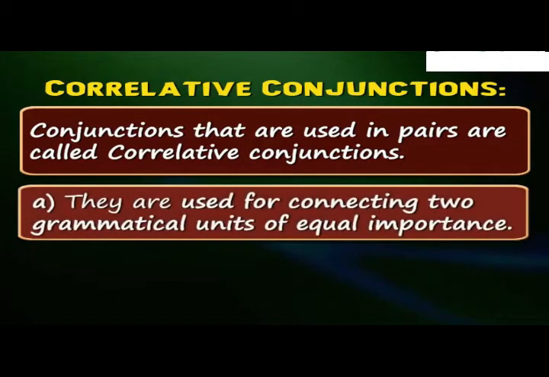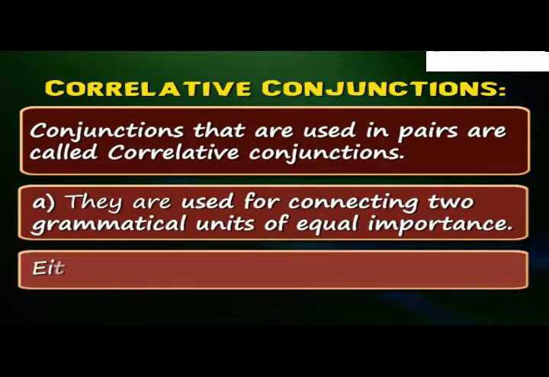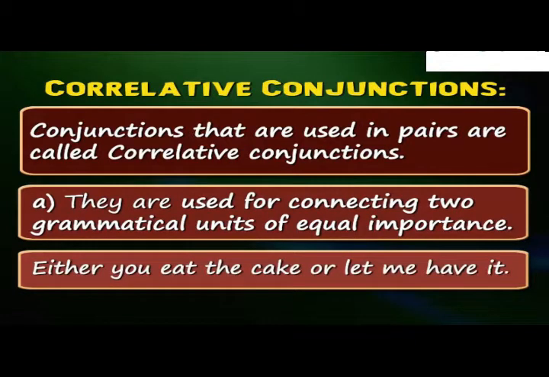A. When two grammatical units are of equal importance, correlative conjunctions are used for connecting them. Either you eat the cake or let me have it. Here, you eat the cake and let me have it have the same importance. Hence, correlative conjunction or is used to connect both the parts of the sentence.